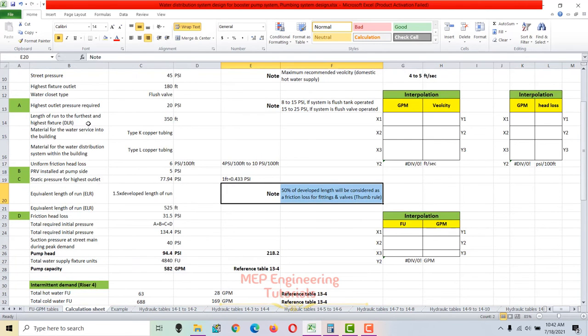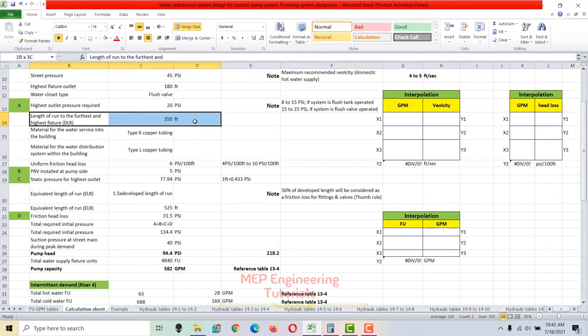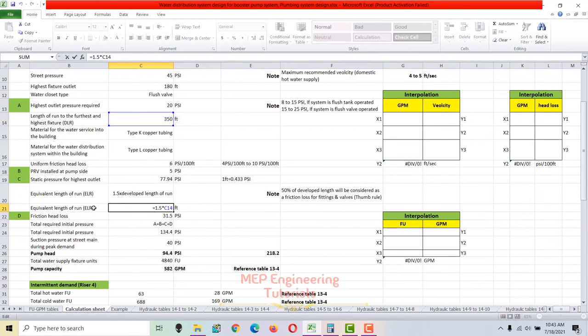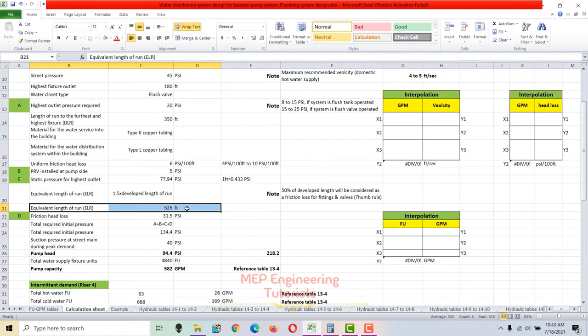So we know that the total developed length of the straight pipe and the fittings is 350 feet. We are going to add 50% of this 350 as friction loss for the valves and the fittings. So how much will our equivalent length of run be? 350 times 1.5, so a total of 525 feet is the equivalent length of run.